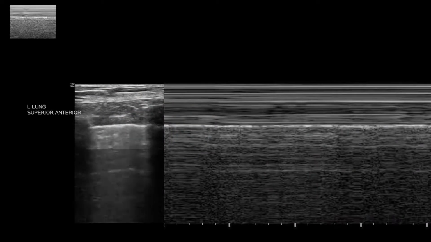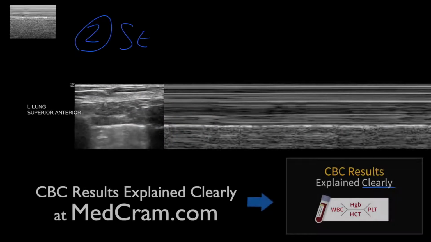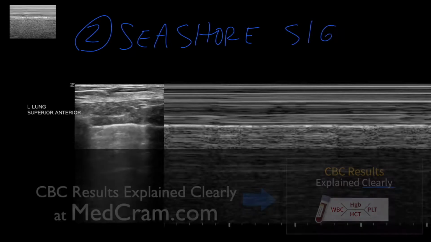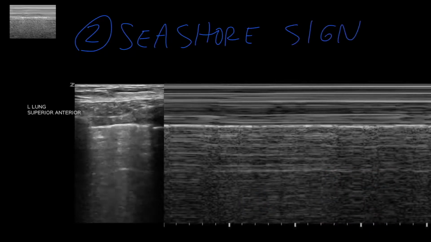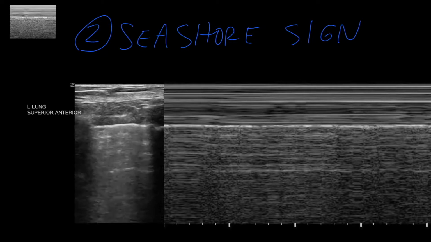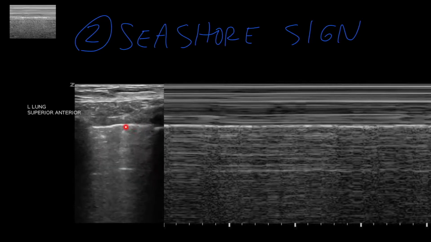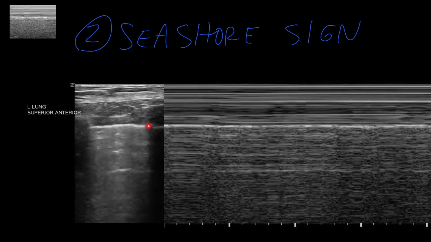Now, the second sign is the Seashore Sign. And the Seashore Sign is identifying what normal lung sliding looks like in both 2D and M mode. So if we look at this 2D picture on the left, we see here that we have rib and rib shadow, rib and rib shadow. So we know this is the pleural line, as we've talked about before. And for now, just appreciate that there's movement along the pleural line.